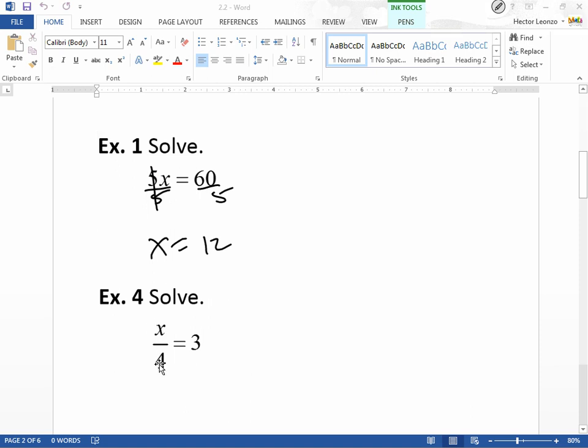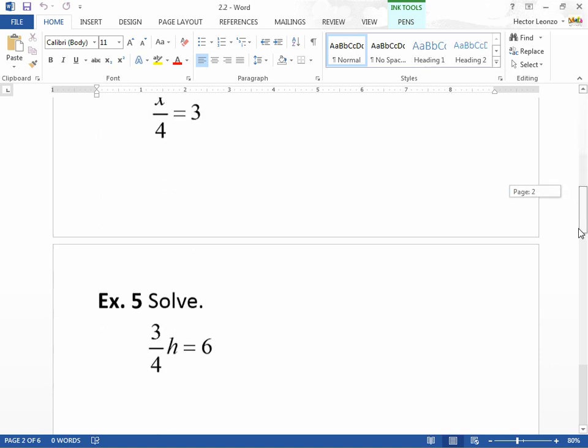Now here we have a division, right? x over 4. A fraction means division. So do the opposite of dividing. I'm going to multiply both sides by 4 because 4 divided by 4 is 1. So that's how it cancels out, and I get x by itself. 3 times 4 on the right side is 12. Once again, whatever you do to one side of the equal sign, you do to the other side.